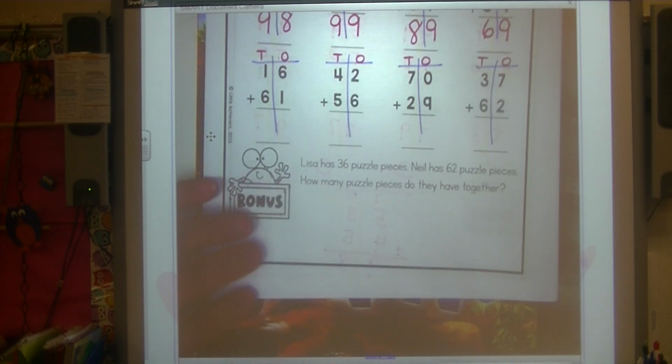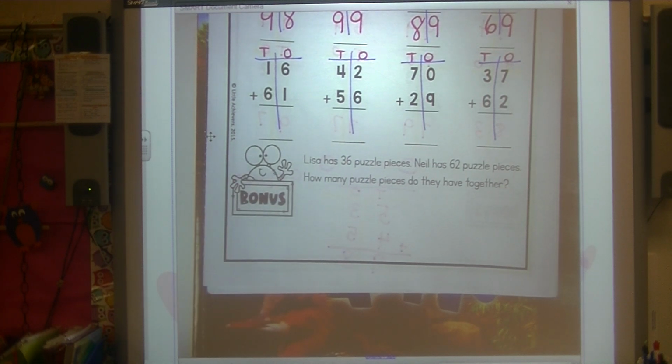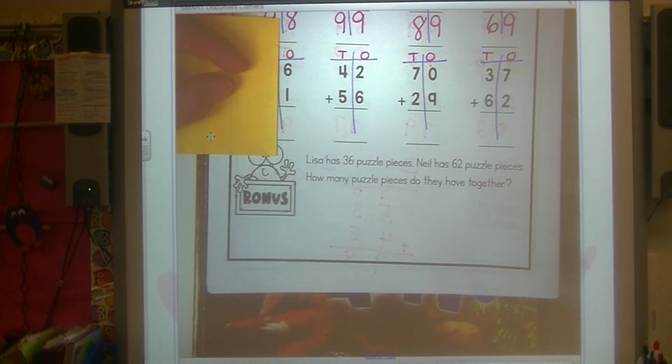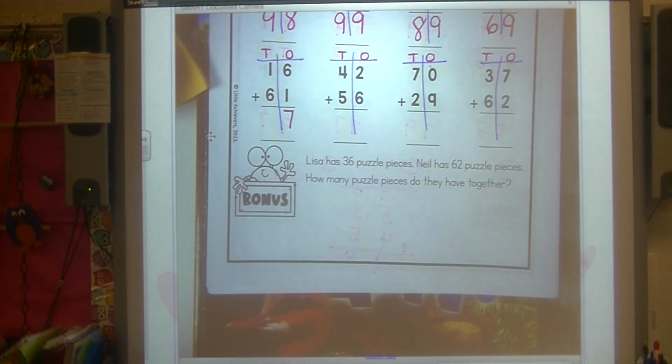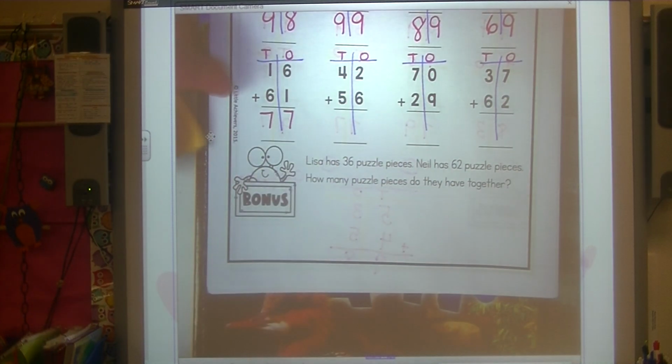All right, my last row of facts. 16 plus 61. Cover up my tens column. 6 plus 1 equals 7. 1 plus 6 also equals 7. That's the switch around fact. 77.